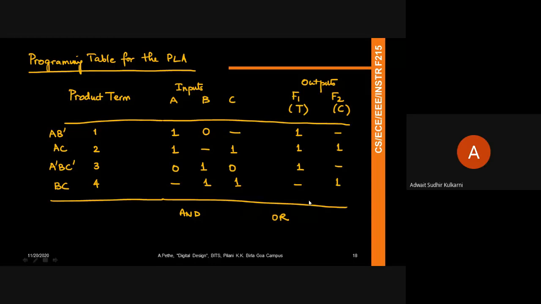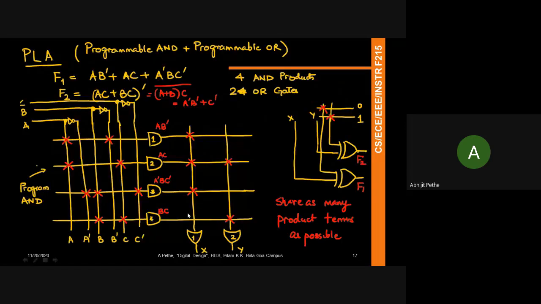Excuse me, sir. What is this T and C you have written in the brackets? Right. So T means the true. So remember here, for F1, we are taking the output at X, because this PLA that I've given you has the option of generating either the true value of the function or the complement value of the function, right? So for F1, whatever is coming out of the OR array, I'm sending it as is to the output.